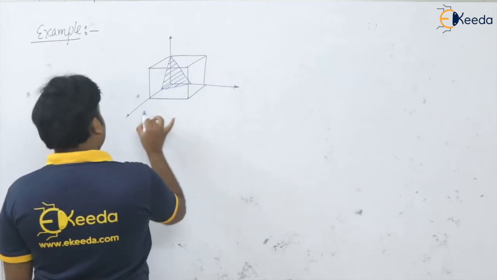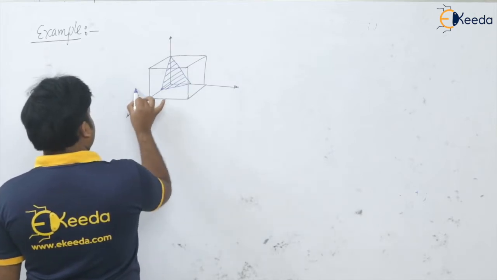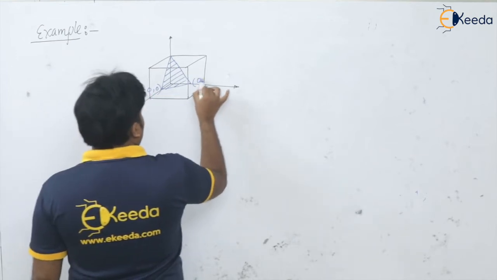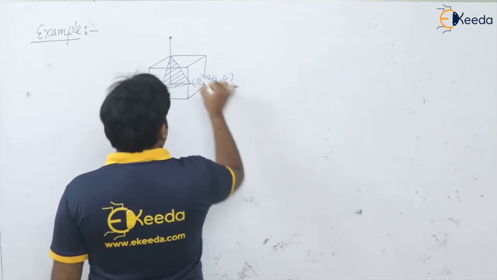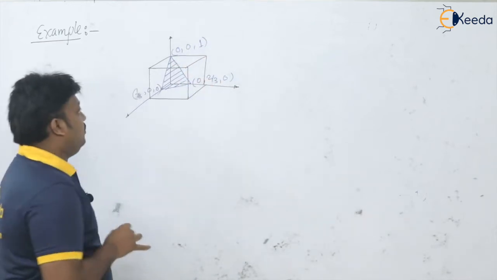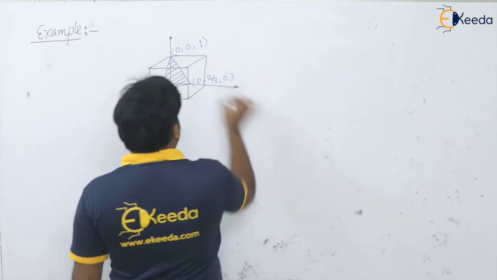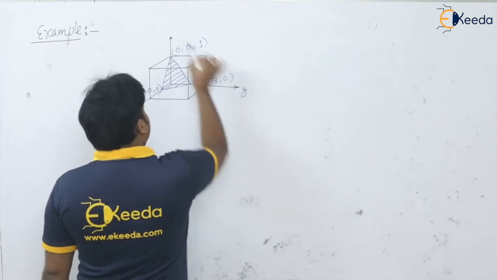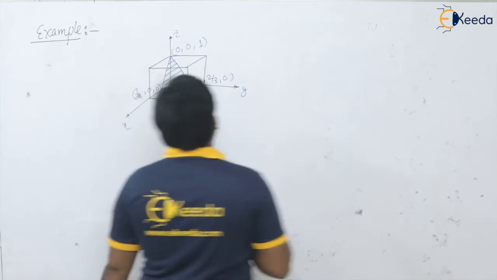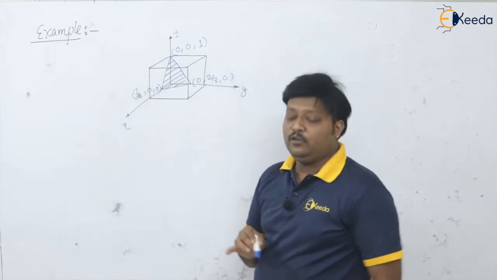Okay. So for another last example, the plane was given like this, so the coordinates are given like this. This is 1 by 3, 0, 0. This is 0, 2 by 3, 0. And this is 0, 0, 1. These are not the planes, these are the coordinates given here for x, y and z. Find out the Miller indices for this. Do it on your own. Very simple.